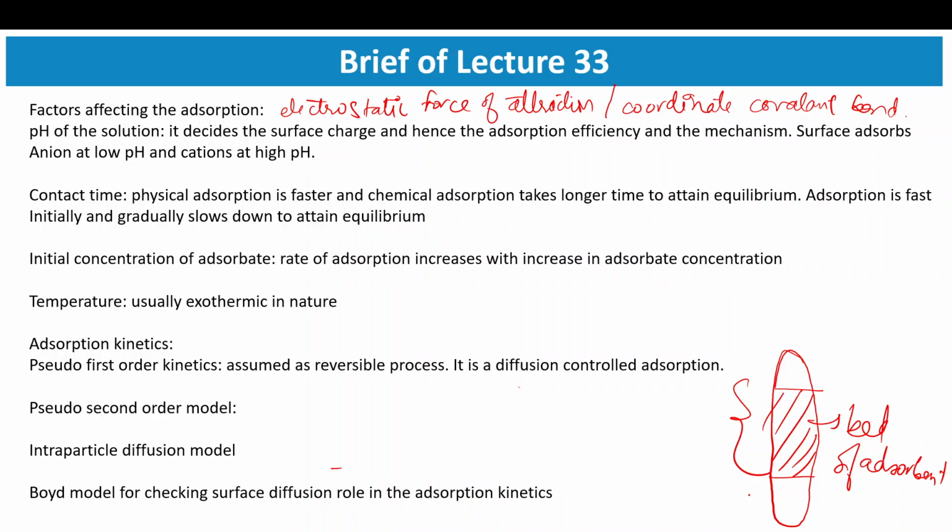Next is the initial concentration of adsorbate. As we have discussed, the rate of adsorption depends on both the amount of pollutant and the amount of adsorbent, right? So the more pollutant or adsorbate there is, the higher the rate of the process will be.